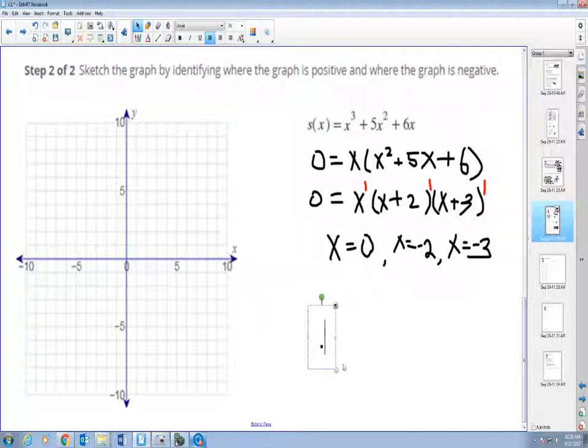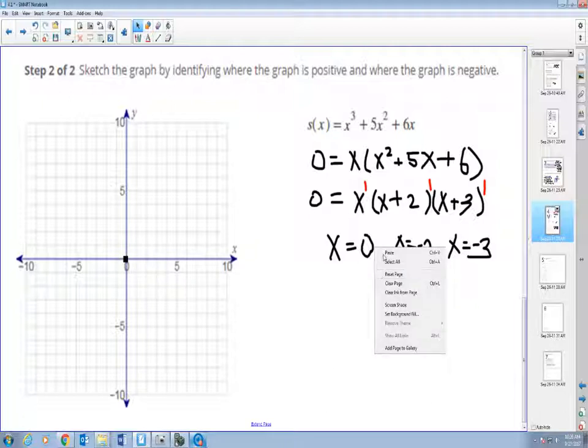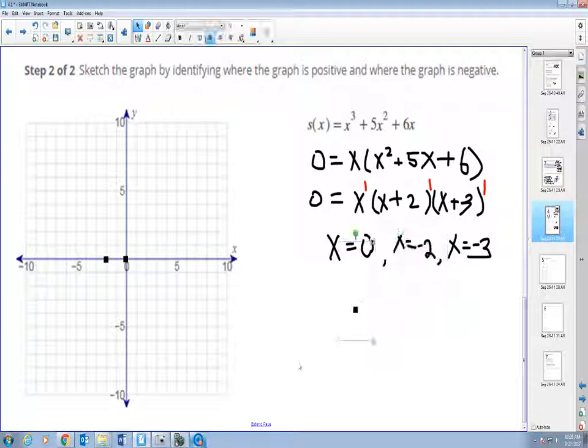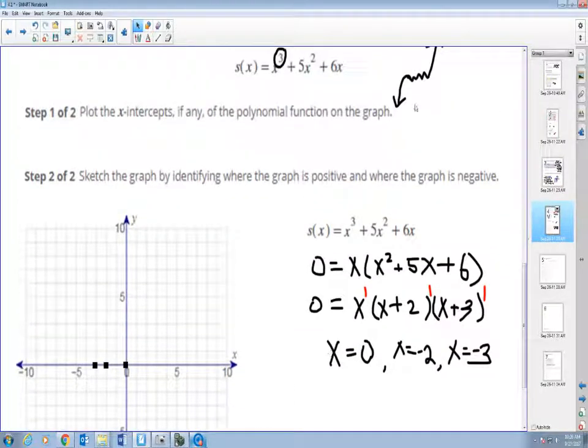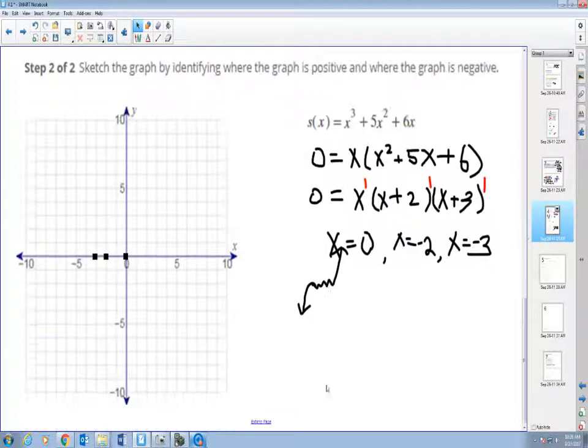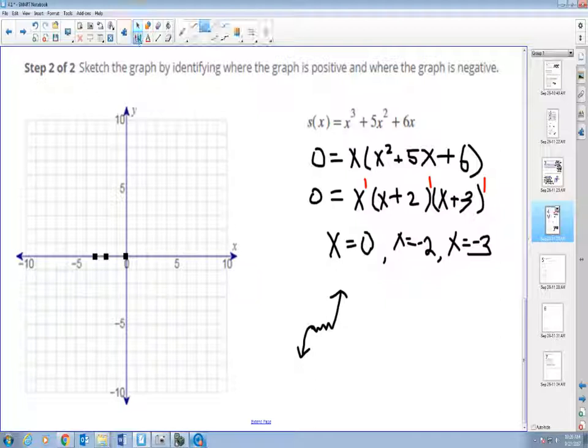Alright, let me plot these 3 points for you. The way I'm doing this is by plotting the 3 x-intercepts: 0, -2, -3. Okay, think about this. If the graph is supposed to look like this, that means it goes down as x goes to negative infinity, the y value goes down. So that means this side is going to be down.